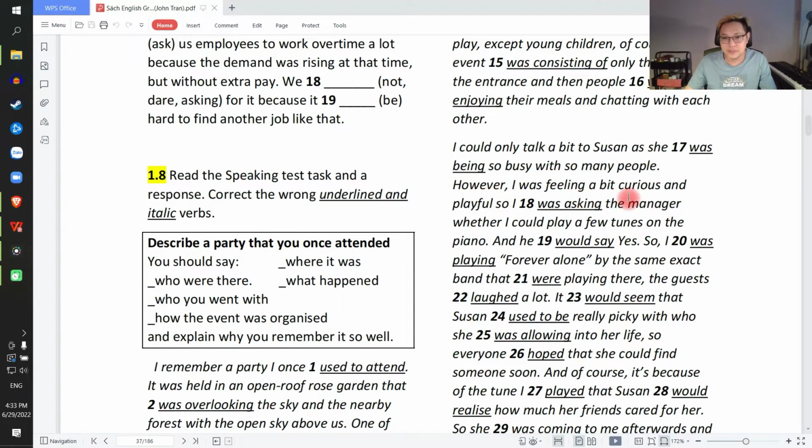However, I was feeling a bit curious and playful, so I asked the manager. Of course, asked, just asked. It's a simple completed action. Nó chỉ là một hành động đơn lẻ, không mang tính lặp lại. Tôi hỏi, asked the manager whether I could play a few tunes on the piano.